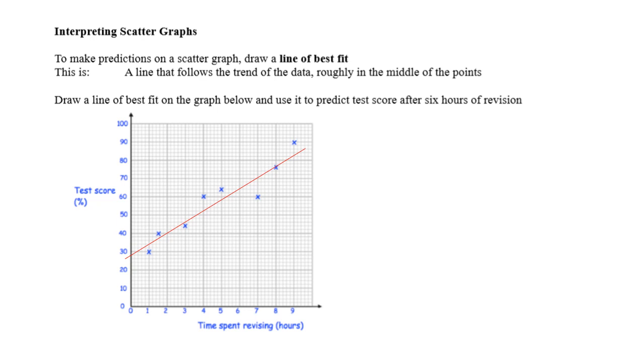I've drawn on the line of best fit here for time spent revising versus test score, and it says that we want to use this to predict the test score after 6 hours of revision. So what we do is we go to 6 hours of revision, we draw a line up from there, we go to the line of best fit that we've drawn, we draw a line across from there, and we read off the test score that that seems to claim. In this case, I might claim that that person scores maybe 65% after 6 hours of revision.